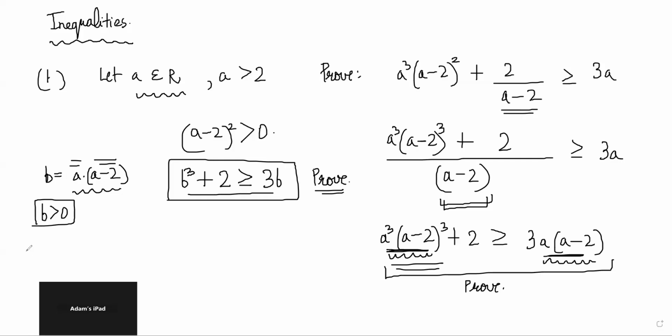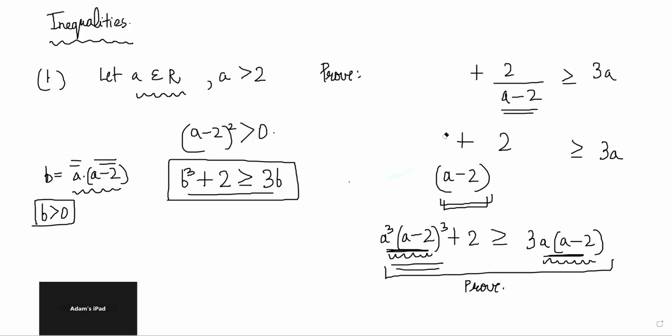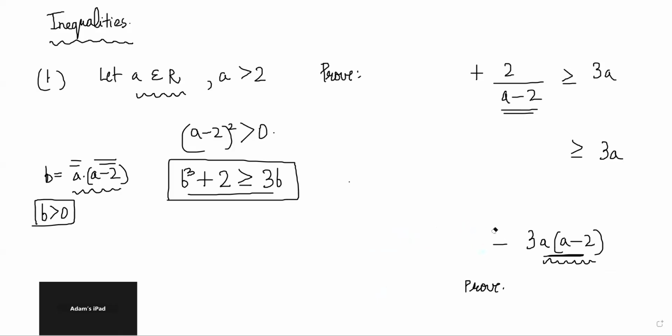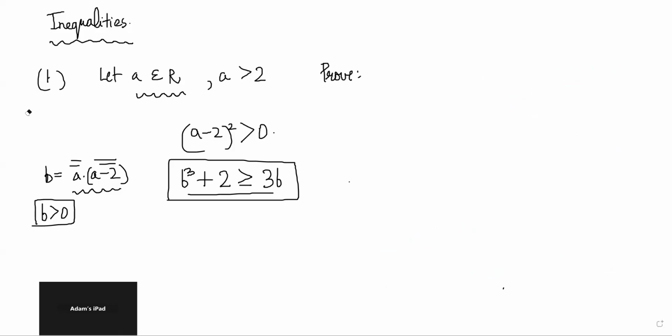Okay. So now what I will do is bring everything to one side and think about that expression. If I can show that it is greater than 0, then it is over. So we'll say B cube minus 3B plus 2, and we'll try to prove that it is greater than 0. First of all, can we factorize it?